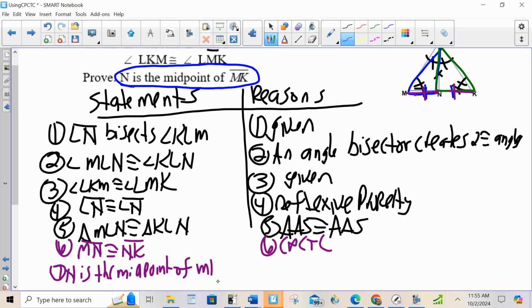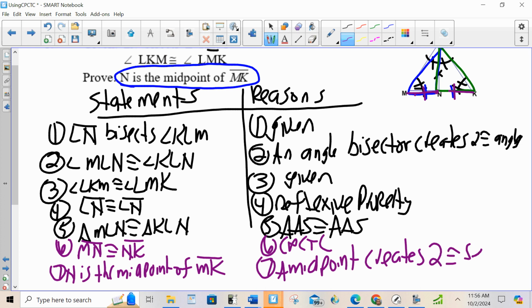And the reason is the same that I would do in the regular direction. A midpoint creates two congruent segments. So this would apply to midpoint, line bisector, angle bisector. If you want to prove something that's usually a given, you kind of have to work backwards. In order for N to be the midpoint of MK, I need MN to be congruent to NK. And in order to get that, once the triangles are congruent, I can use CPCTC to get that. And once I have that, I can state that N is the midpoint.